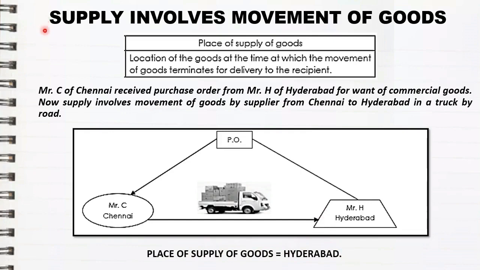Okay, so that is the very first rule. Supply involves movement of goods. Now let us start with the next rule.